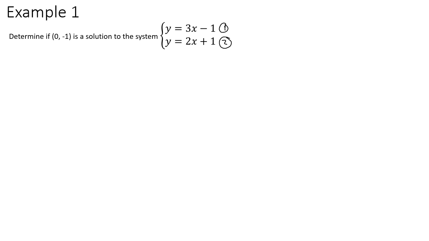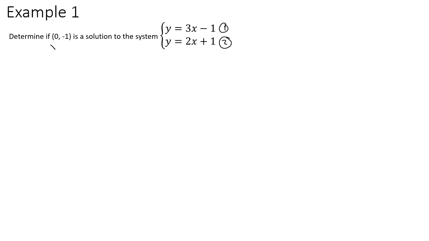So here's how this works. If an ordered pair is to be a solution to a system, then it must make all equations, 1 and 2, true. If it just makes one of the equations true, then that ordered pair is not a solution to the system. If it makes none of the equations true, then obviously it's not a solution to the entire system. So let's test the point.